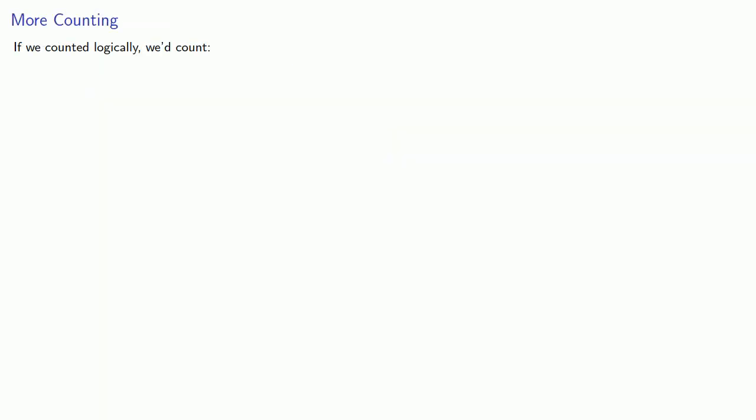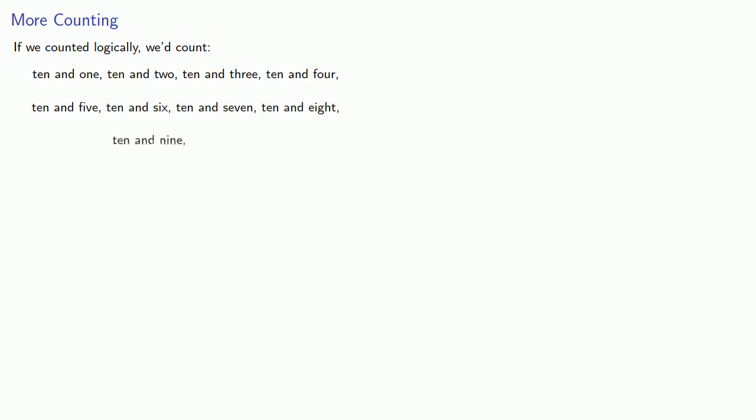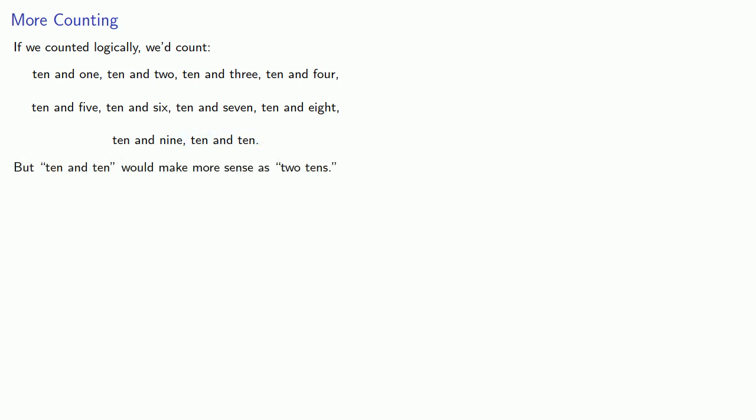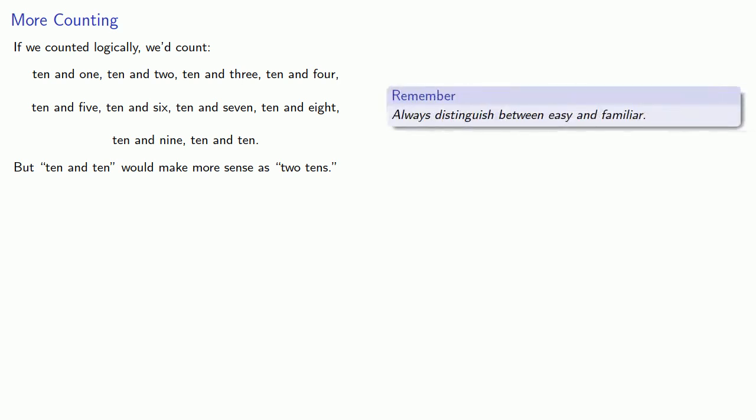So if we counted logically, we'd count 10 and 1, 10 and 2, 10 and 3, 10 and 4, 10 and 5, 10 and 6, 10 and 7, 10 and 8, 10 and 9, 10 and 10. Now, we can make one further modification. This last one, 10 and 10, would actually make more sense as two tens. And again, this might seem unnecessarily difficult. Why not call it 11, 12, 13, and so on? And again, always distinguish between easy and familiar. It's familiar that we count 11, 12, 13, but it's not easy. We have to remember all of these new names. In contrast, if we count like this, we don't have to remember any new names, and we retain the connection.